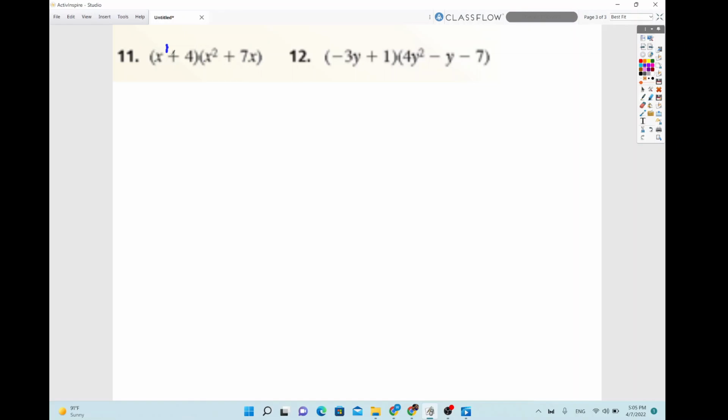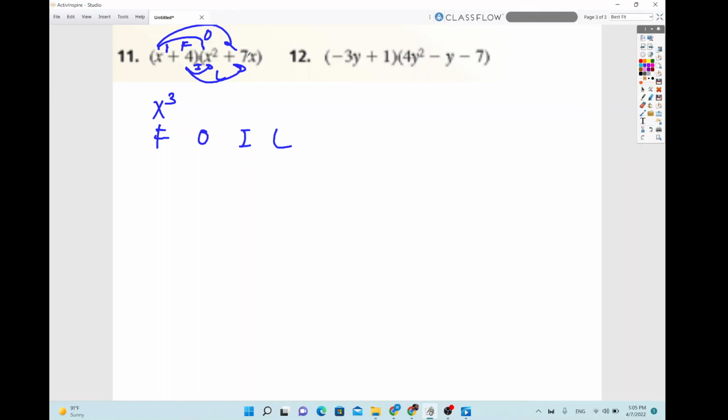So the way to multiply the binomials, we want to FOIL. It's about first, outside, inside, and last. So the acronym, FOIL. The first term, x times x squared, which is x to the power of 3. For the last chapter, we talked about the properties of exponents. Once you see the same base being multiplied, we just combine the exponents, 1 plus 2, so that would be 3.